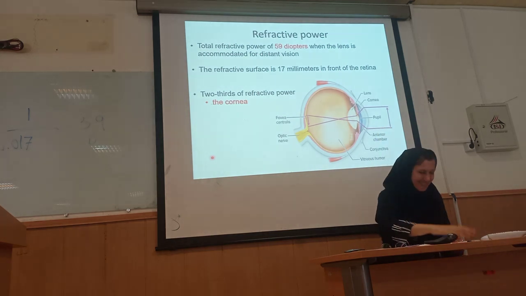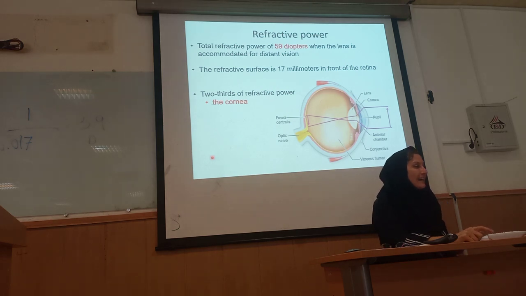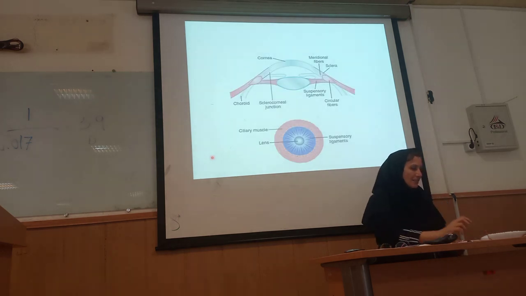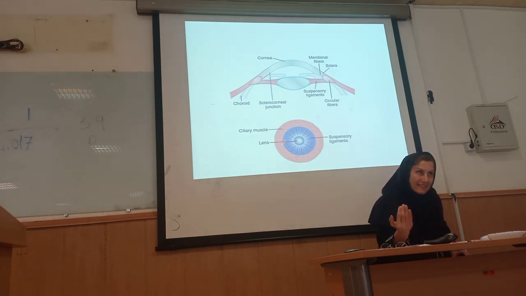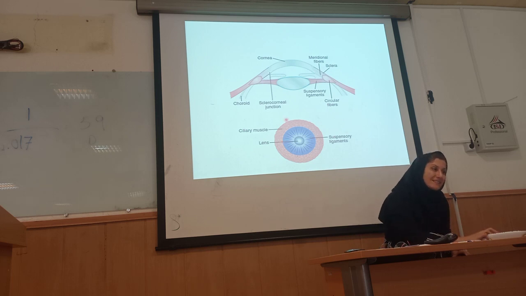Yes, again. I will explain. Let me show you the figure. Pay attention here. This is the lens, and you can see the lens in this section. There are some ligaments, and surrounding those ligaments there is the ciliary muscle. Because of this structure you can see there are ligaments and they are circular fibers.